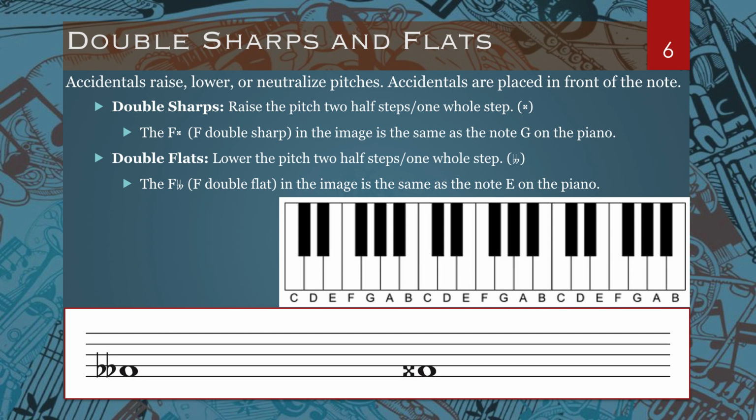And if you had an E double sharp, you'd actually end up playing the first key in the triple set of black keys. Go up from E 1 half step, that takes you to F. 1 more half step takes you to F sharp, the first black key. So E double sharp would actually be the same note as F sharp.